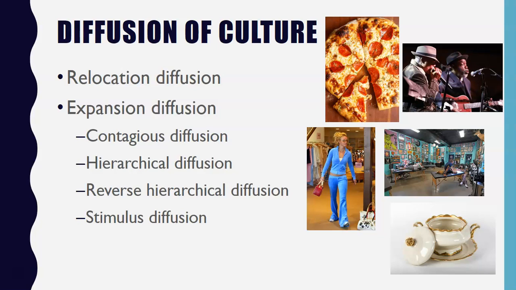Cell phone technology demonstrates how hierarchical diffusion works. When cellular phones first appeared on the market in the 1980s, they were expensive and were most commonly owned by wealthy people in large cities and more developed countries. As cell phone networks grew and cell phones became mass-produced, they eventually spread to a wider market. Today, cell phones have diffused throughout the world.